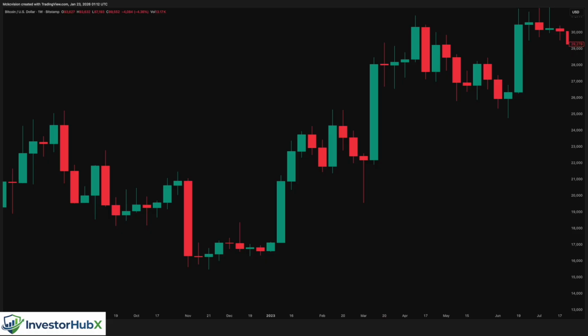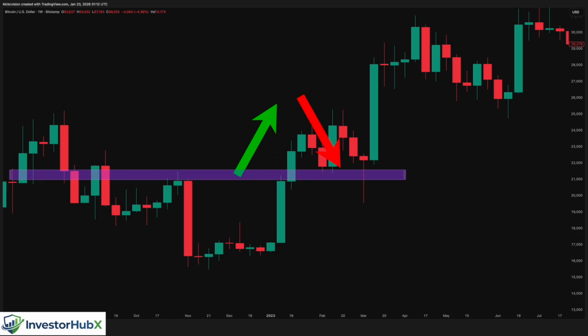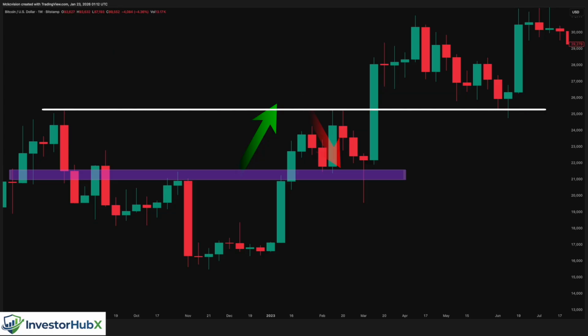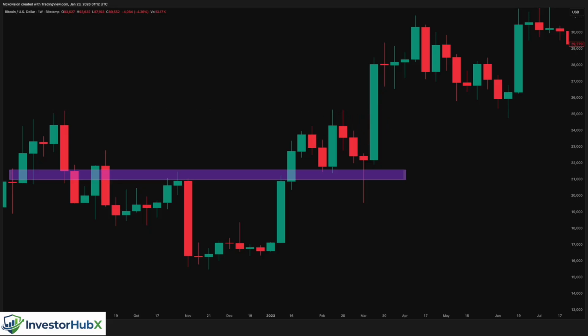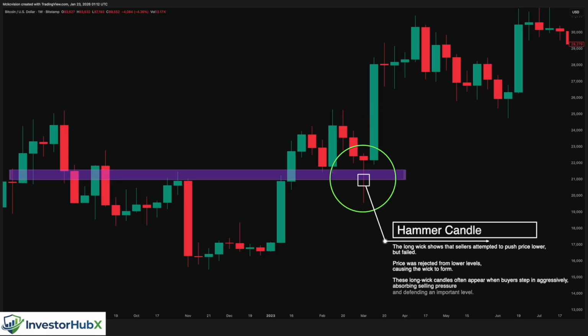Let's look at a real example. This is the Bitcoin chart on the weekly time frame. Price first breaks above a key resistance level and then pulls back to test that area from above. This is a classic role reversal, previous resistance turning into new support. Price tests this level once, gets rejected, and then comes back for another test. On this second test, notice this candle. It has a long lower wick. This is what we call a hammer candle.